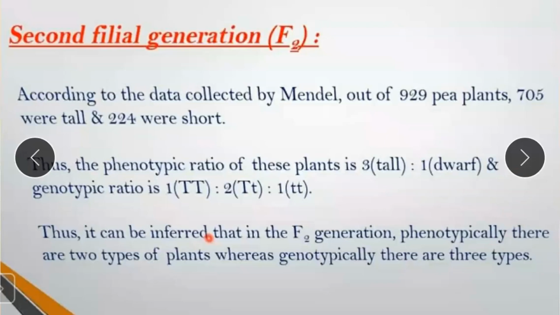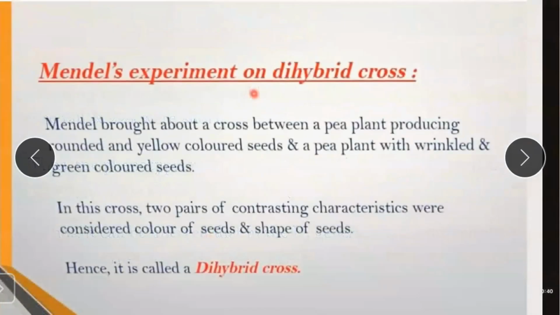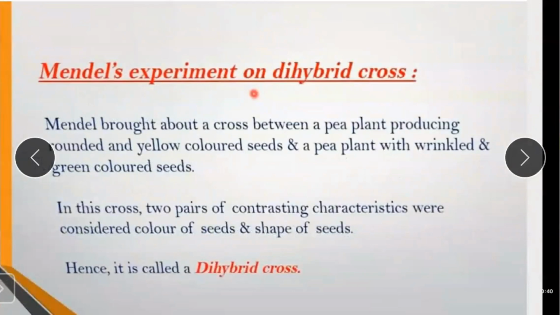So my dear students, up till here you understand all about the monohybrid cross. Yes. Now moving further to the next topic, that is Mendel's experiment on the dihybrid cross. Now, what is there in this? In a dihybrid cross, what happens? Mendel brought about a cross between a pea plant producing rounded and yellow colored seeds. See here, two characters are there.